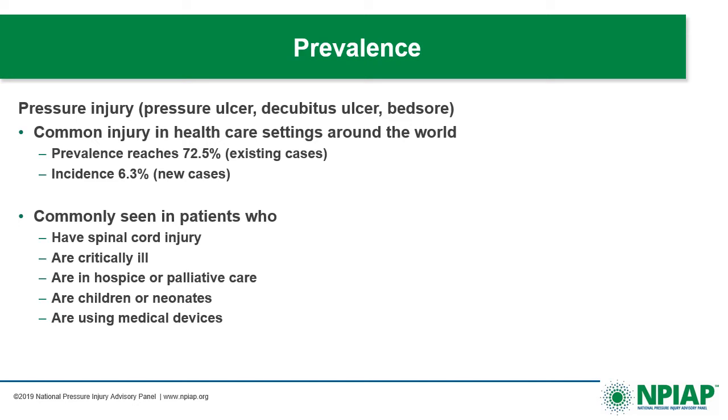So who's at risk? Patients who are paralyzed. So those are folks with spinal cord injury or stroke. Patients who are critically ill because they've got lots and lots of significant issues with perfusion and oxygenation, and sometimes an inability to be repositioned. Those who are dying, they are seen in children and neonates, particularly from medical devices. And we're seeing lots more pressure injuries from medical devices. So we're going to add that to our list of things that we want to take precautions for.